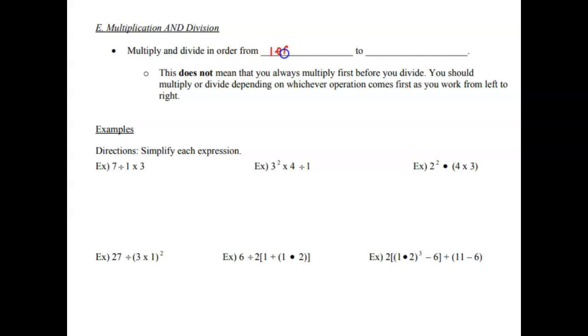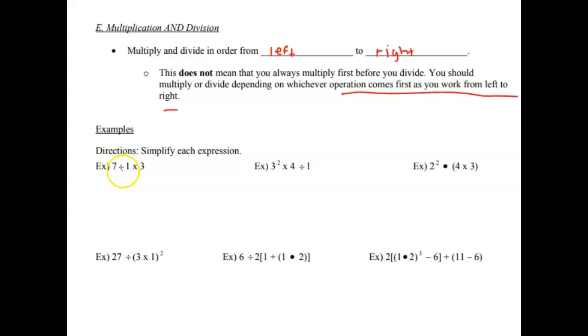Okay, so you want to work from left to right when that's the only thing that you have. This does not mean that you multiply first before you divide. You should multiply or divide depending on whichever operation comes first as you work from left to right. Okay, so as we see an operation, we're going to look in the examples below. You look at the operation when you see only multiplication and division. I'm just going to work from left to right.